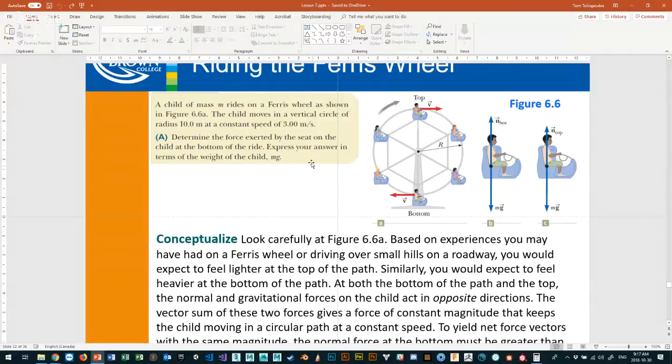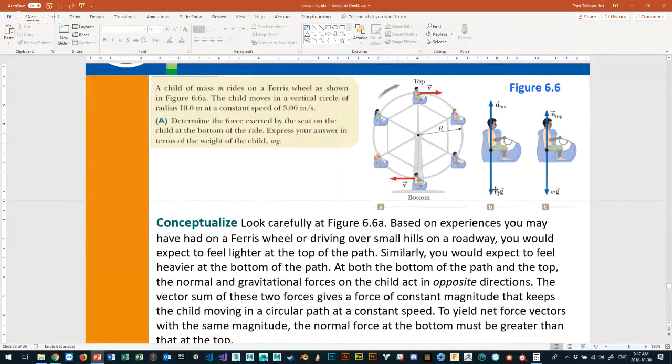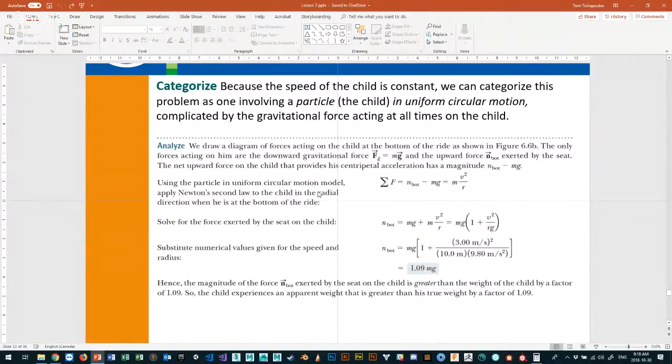So how many times heavier does the child feel at the bottom of the circle compared to normal, is what it's saying. So the force exerted on him. If you think about this, here's his velocity, and here's his normal force at the bottom. You can see that the normal force at the bottom is pulling away from mass times gravity. It's a much bigger tension than at the top, because of what we talked about earlier, which is the forces going in the same direction.